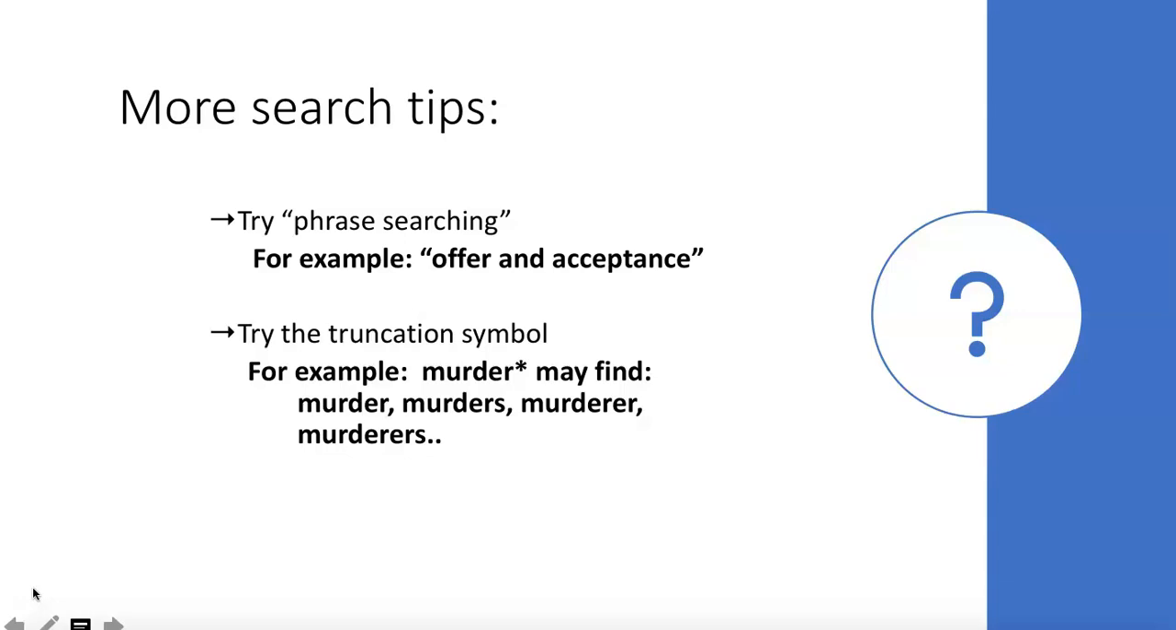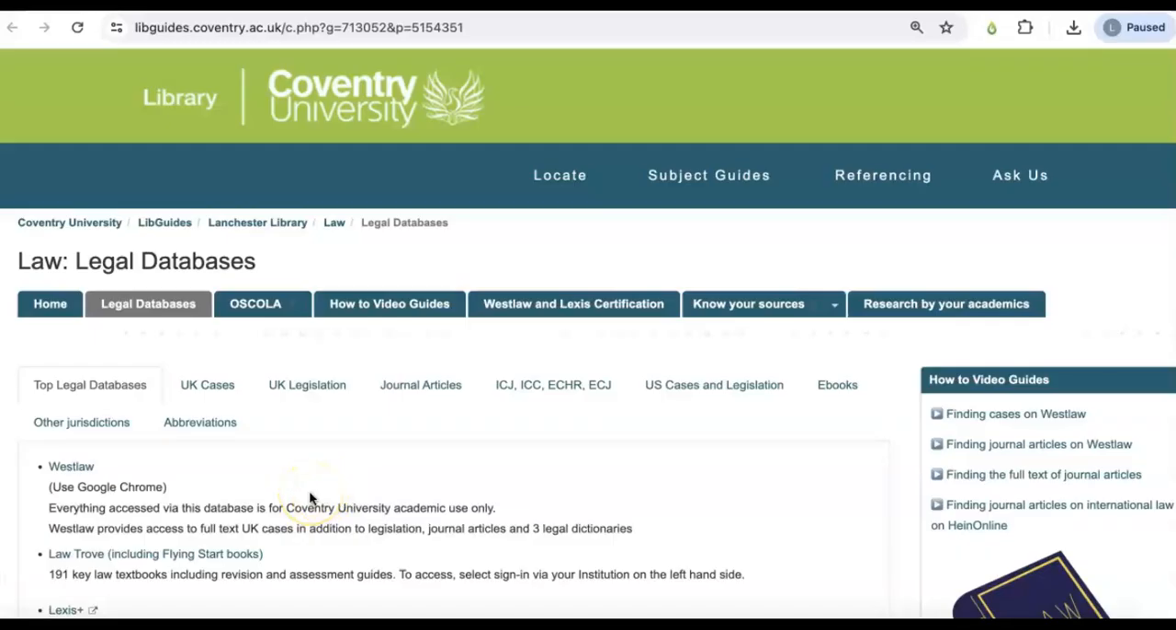Using a word stem may help you find all variants of that word. For example, murder with an asterisk. On many databases we'll find murder, murderer, murders, murdering. So using an asterisk like this will often instruct an online database to find all variants of the word murder. Once you've decided on your keywords, you will need to go to a database like Westlaw to begin your search.